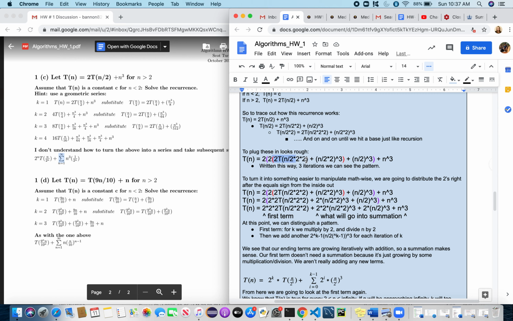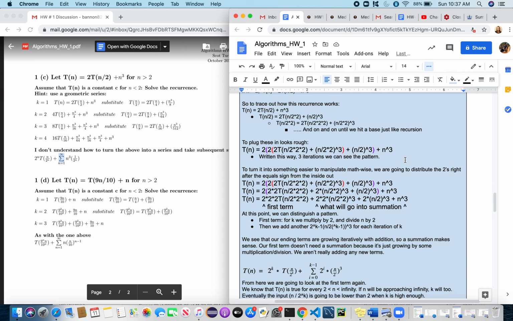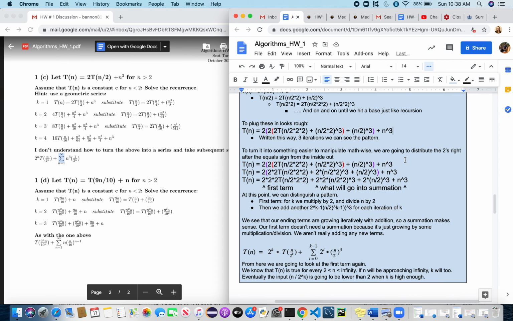Our innermost plugin, which is right here, wrapped in the second innermost, which is right here, and then our outer, which was our initial 2 times t of n over 2 plus n cubed. And this is what we have when we go k equals 3 iterations in. With it written this way, it's easy to see the pattern. It's easy to see, but it's not easy to really mess with it at all.